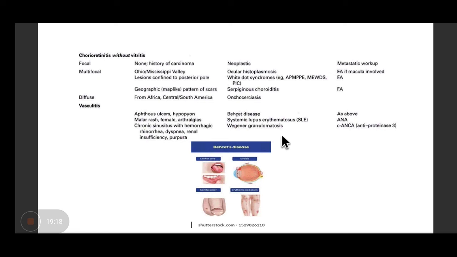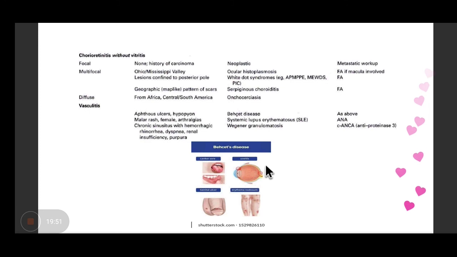Then vasculitis: the main one is Behçet's disease that you have to rule out. There may be aphthous ulcers, hypopyon in such patients. There may be erythema nodosum or some nodules on the genitals, and there may be recurrent uveitis. Behçet's, we have seen earlier, is HLA-B51, which you can order, and also SLE has to be ruled out if the patient is a female, has a malar rash or arthralgia. ANA is the main investigation.